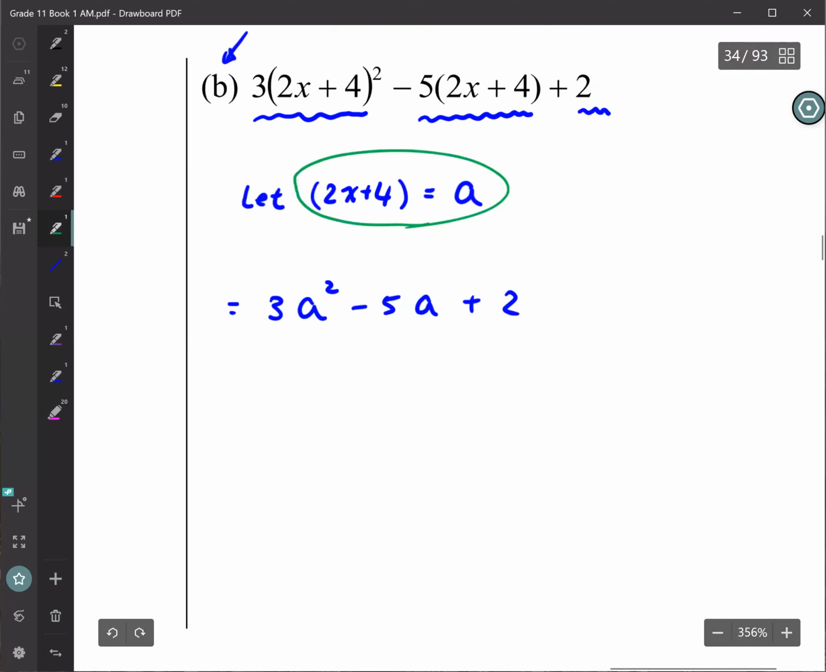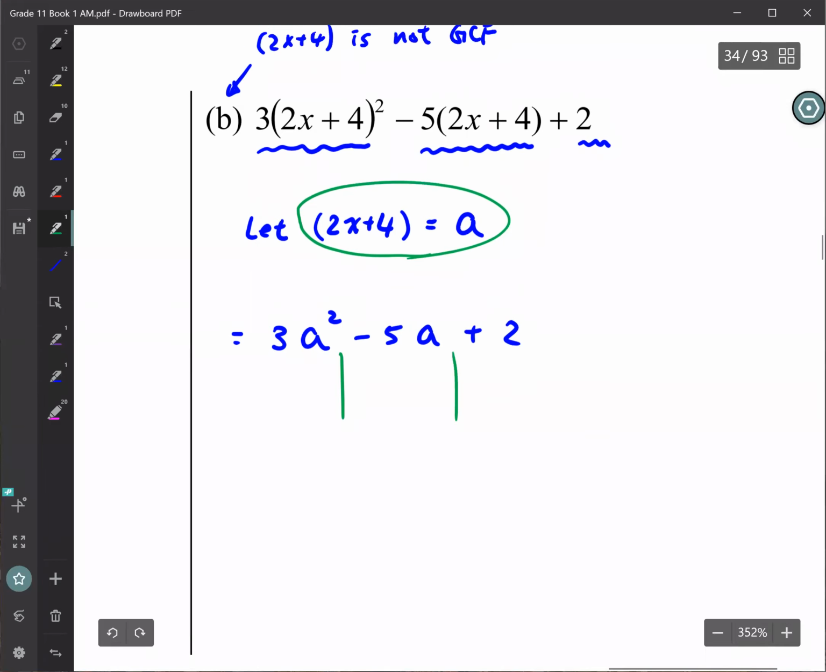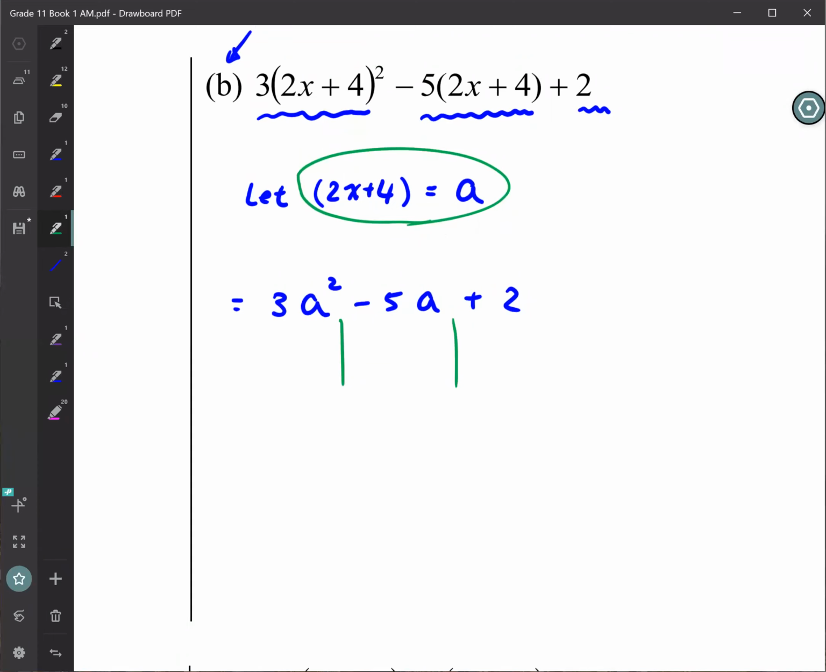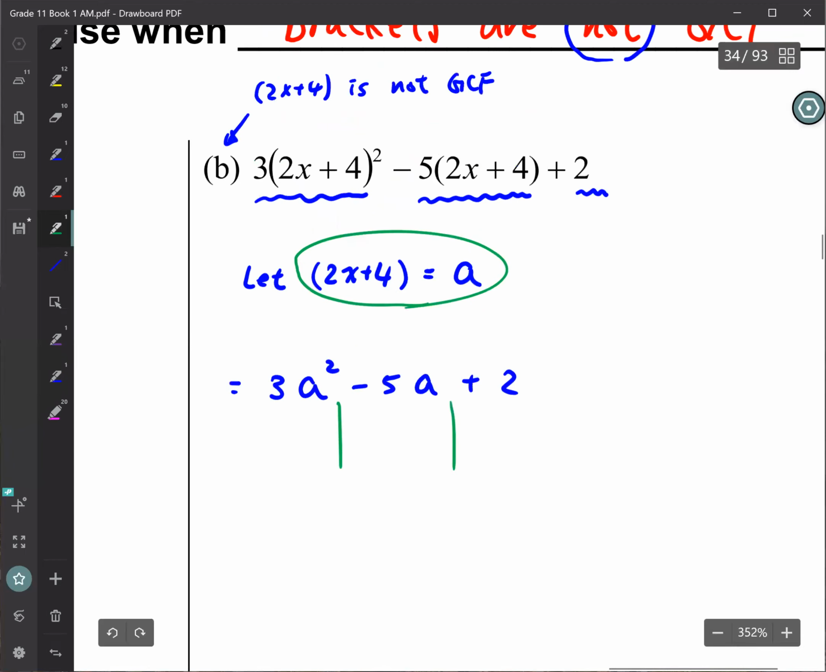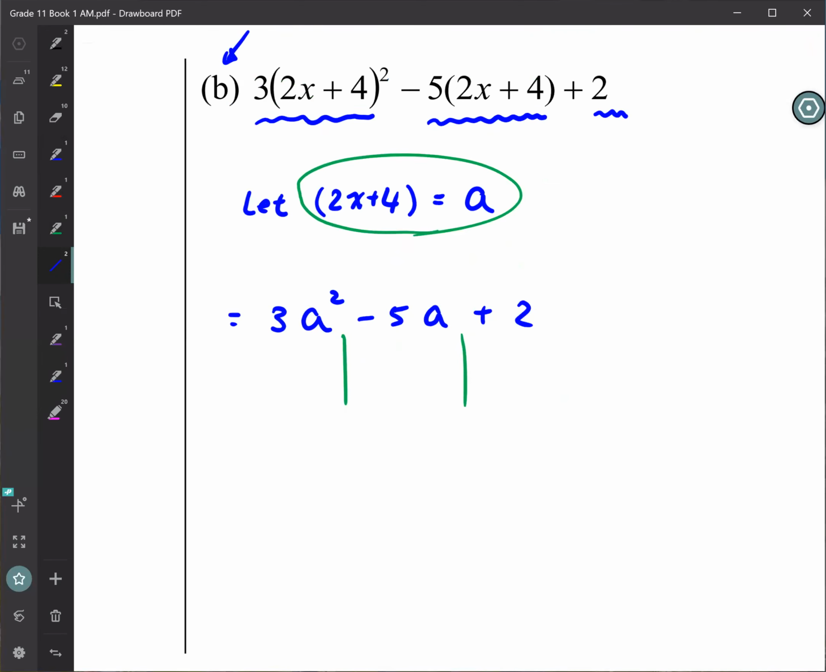looks like we can apply cross multiply, right? So let's factor this one, okay? Can you guys try this one? Factor the 3a squared minus 5a plus 2, okay? When you finish this one, you can raise your hand. Have you guys found the pairs yet? Okay, just factor the one with the a, okay?